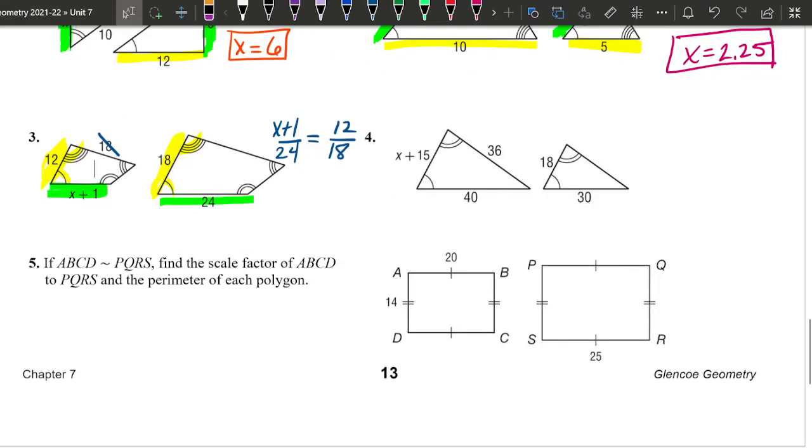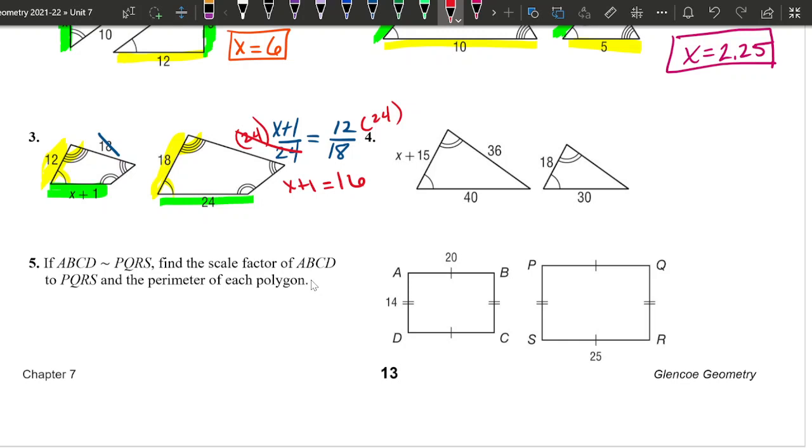Yeah, so that 18 in the small figure is extra information. You don't need it. Don't worry about it. So now I need to solve. So I want to multiply by 24 to get it out of the denominator. If I do it on one side, I do it on the other. So now I have x plus 1 equals 12 times 24 and then divided by 18. And you end up with 16.